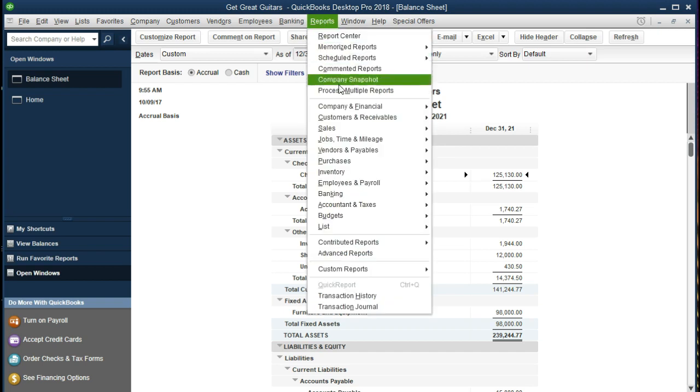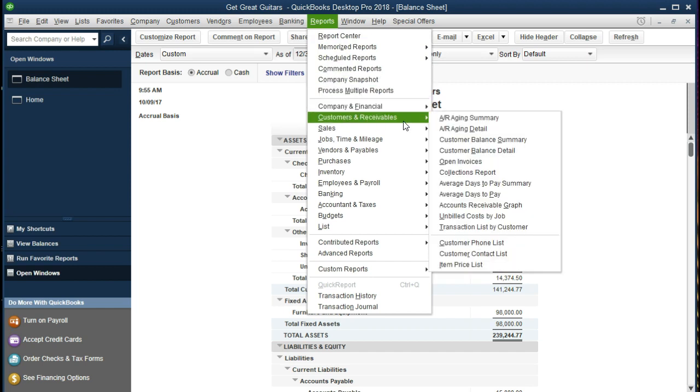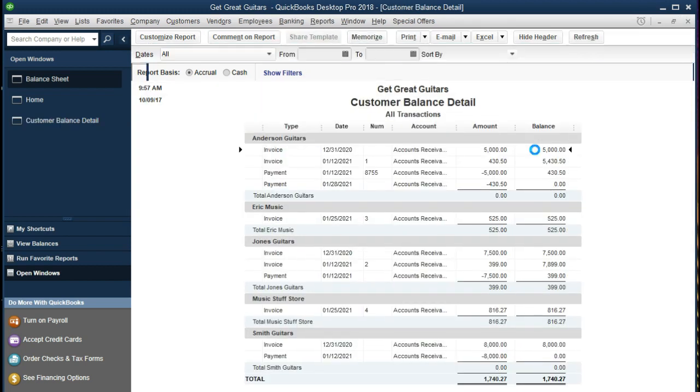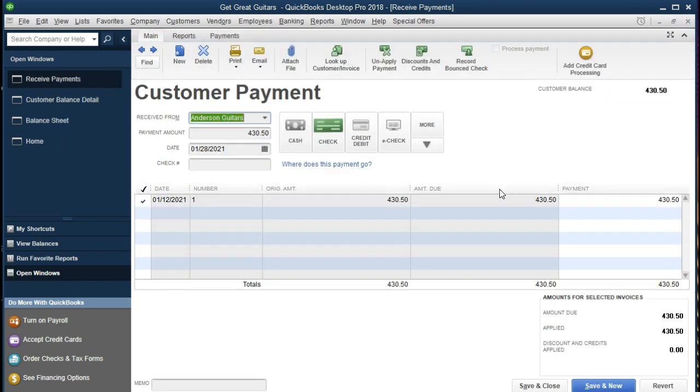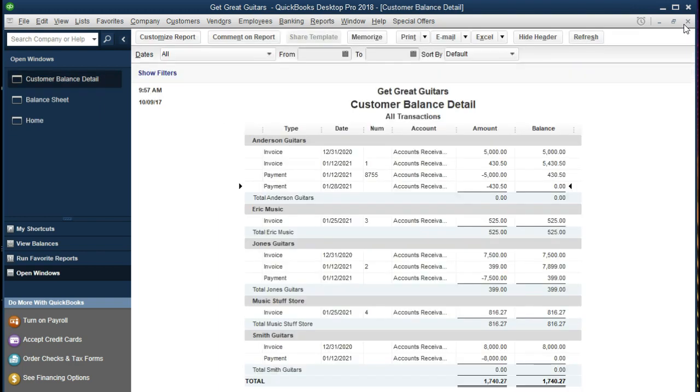Note we also have the other report affected. If we go to reports up top, if we go to customers and receivables, we know that the aging report or the customer balance detail is also going to be affected. We'll see by customer that Anderson now has paid us right there, no longer owing us. So we should be able to match these out within our customer payments, and it looks like this is the case so far, bringing the balance back down to 0. If we double click on that, we get back to our customer payment. Let's close that out and close this out.